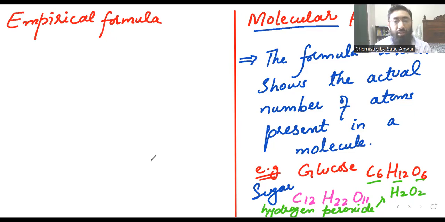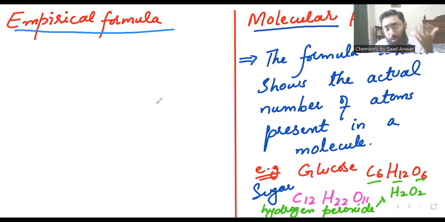Now let's move towards what empirical formula is. Empirical formula does not tell us the actual number of atoms. Then what does empirical formula tell us? Before writing its definition, let's take an example first.